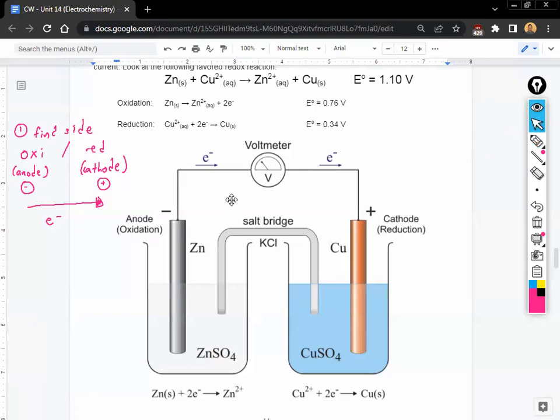Okay, but anyways, that's the first thing you want to find. And then the second thing would be to find the flow of the electrons. The flow of the electrons is basically from the anode to the cathode.